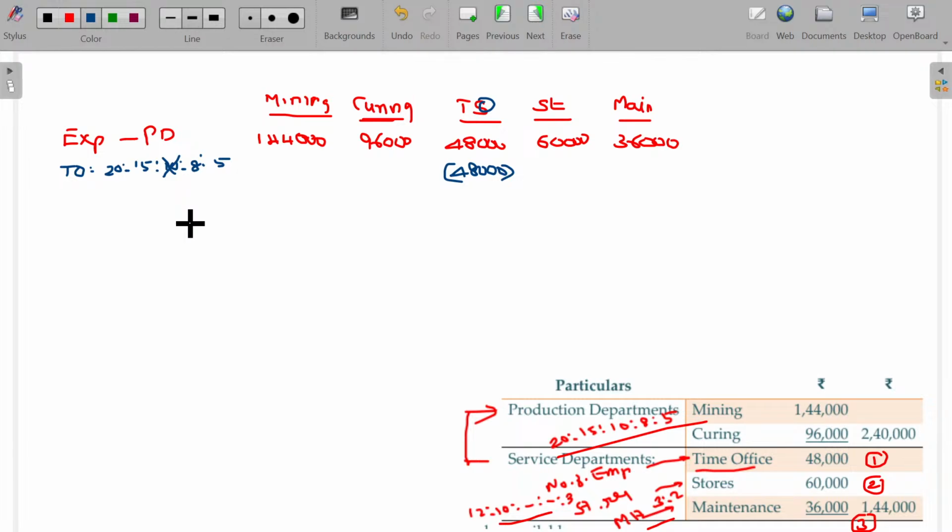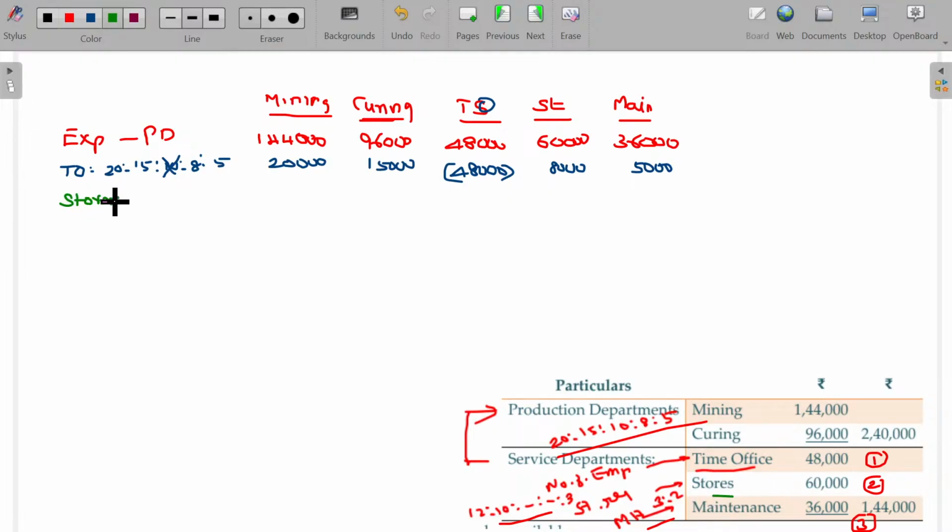Come on, tell me. 20,000 for milling, 15,000 for curing, and 8,000 for stores, 5,000 for maintenance. Next rank goes to stores.